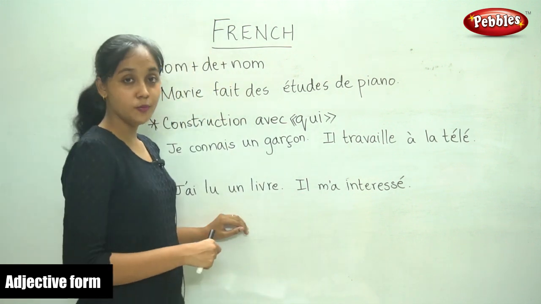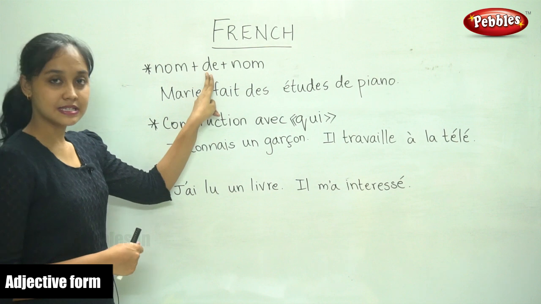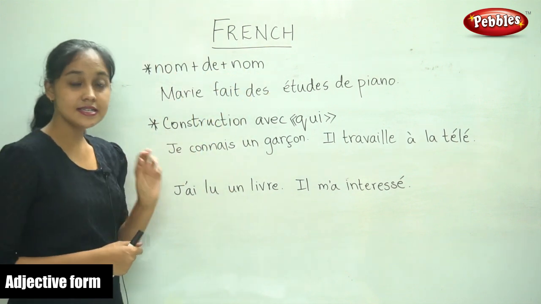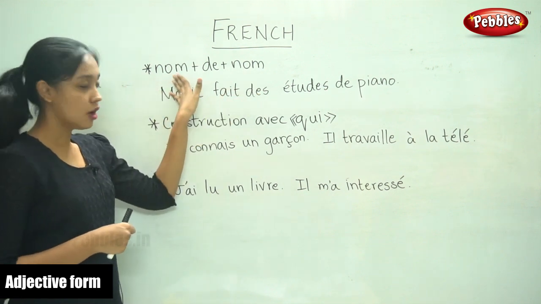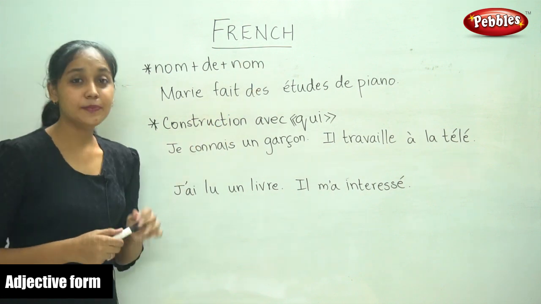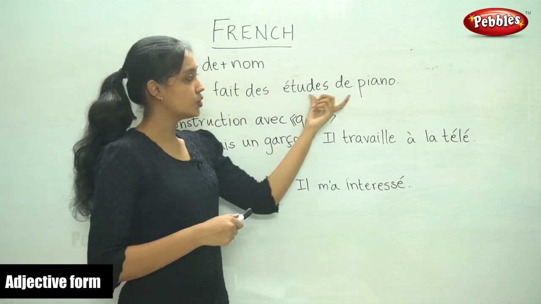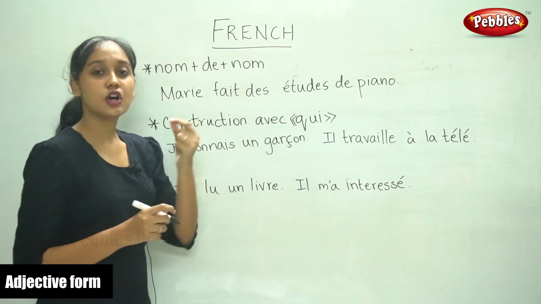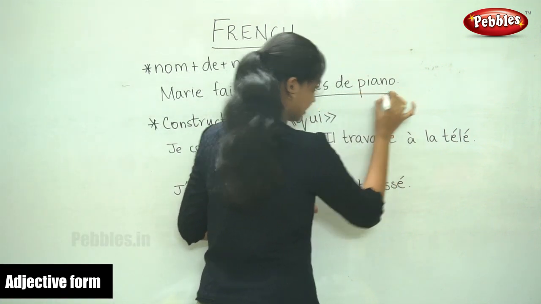The next form of the adjective is the noun plus de plus noun. So in this case, this form has two nouns, noun plus de plus noun. An example for this is Marie fait des études de piano. So Marie does the studies of piano. Now this whole thing is the adjective, right?